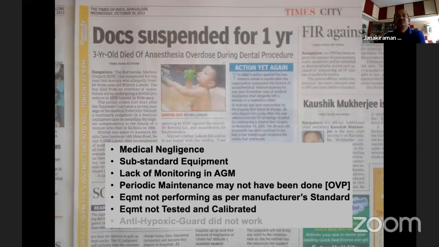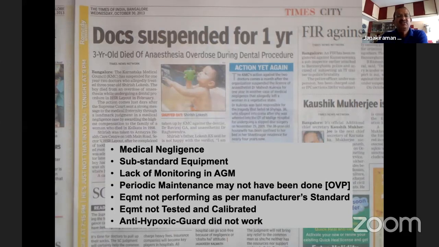Another case, a 3-year-old baby, died due to anesthesia, came for a dental procedure. So what happens to the doctor? He is suspended for 1 year. He'll go and work somewhere. But for the parents, the baby is gone.